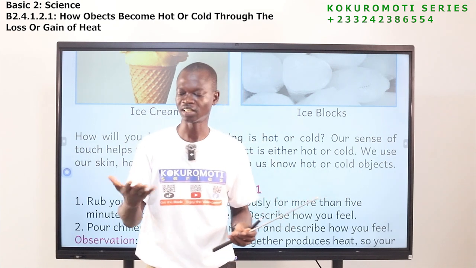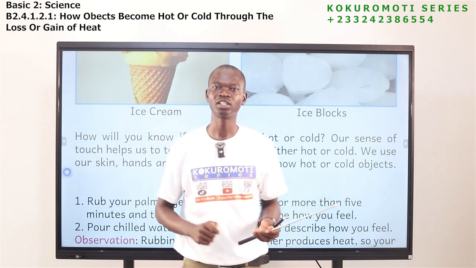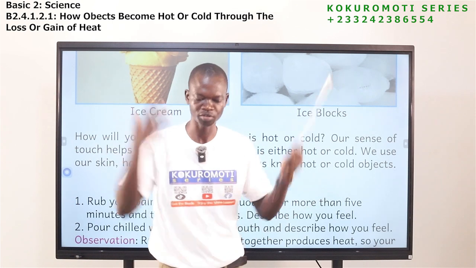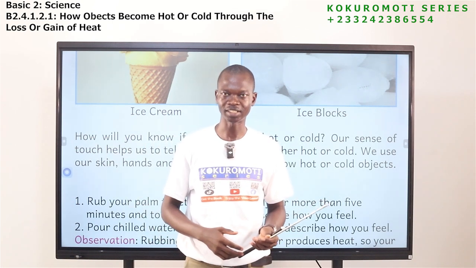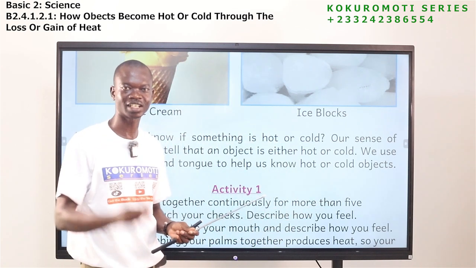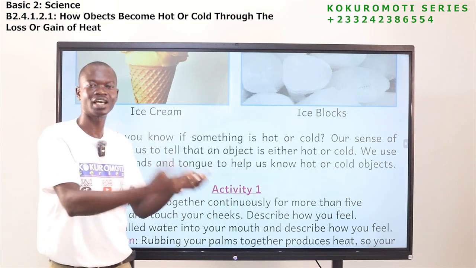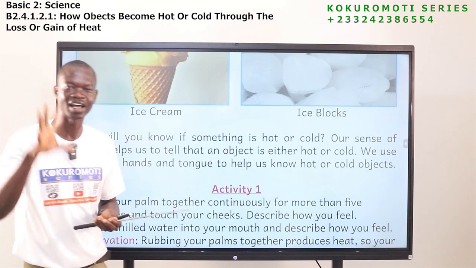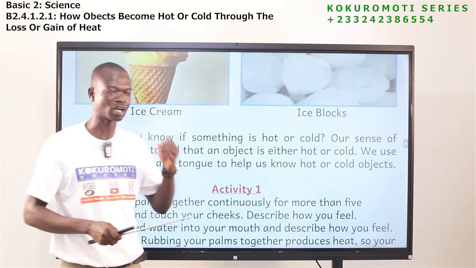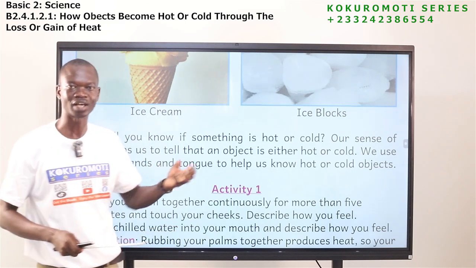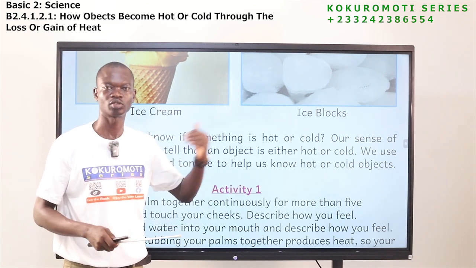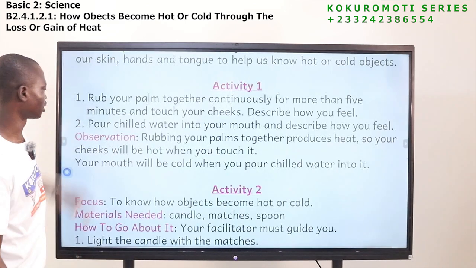So our sense of touch, our hands, and our tongue too. Sometimes you put food into your mouth and then you quickly what? Pour it out. Do you get it? So our sense of touch helps us to know things that are hot and things that are what? Cold. Our hands and our tongue are also the parts that we use to tell hot things and what? Cold things. Okay, let's move on.